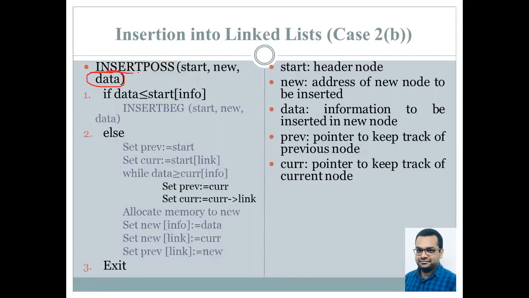So I have called my procedure insert position S. S means our linked list is sorted. We are given the address of the first node, that is the start node, and new is the address of the new node that we will be inserting into the linked list. Now in the first step, we compare the data value with the value of the first node, that is start info. If the data value is less than or equal to start info, the insertion has to take place at the first node, and we'll be calling the insert beginning procedure.